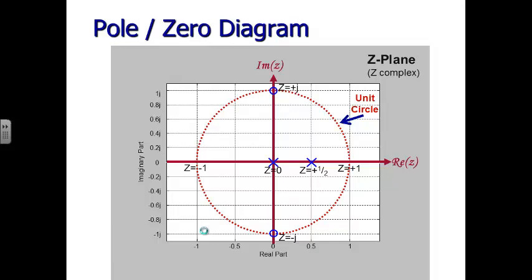But the rules change a little bit. But we'll still be able to do all the same things. Like, we'll be able to tell, is the system stable or not? Is the system causal or not? Does the system have a peak in the magnitude response somewhere? What's its DC gain?